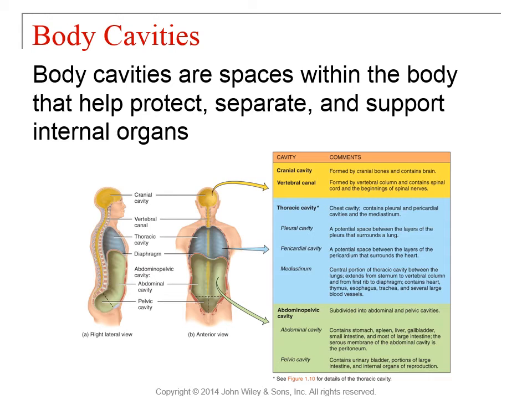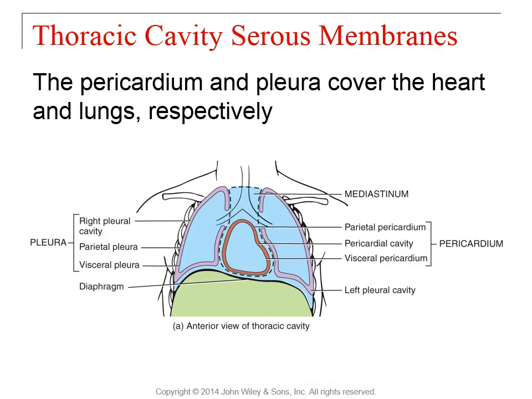Finally, you see the abdominopelvic cavity, which is going to have a soft partition between the abdominal cavity and the pelvic cavity. So the abdominal cavity will have the stomach, the spleen, liver, the small and large intestine, as well as the peritoneum, which is the inner lining of the abdominal cavity, whereas the pelvic cavity is going to contain the urinary bladder, parts of the large intestine, as well as the organs of reproduction.